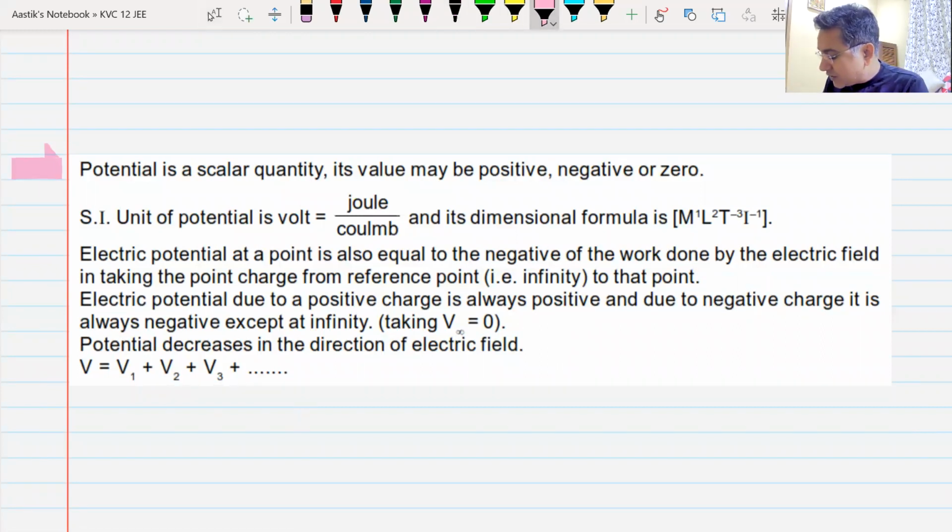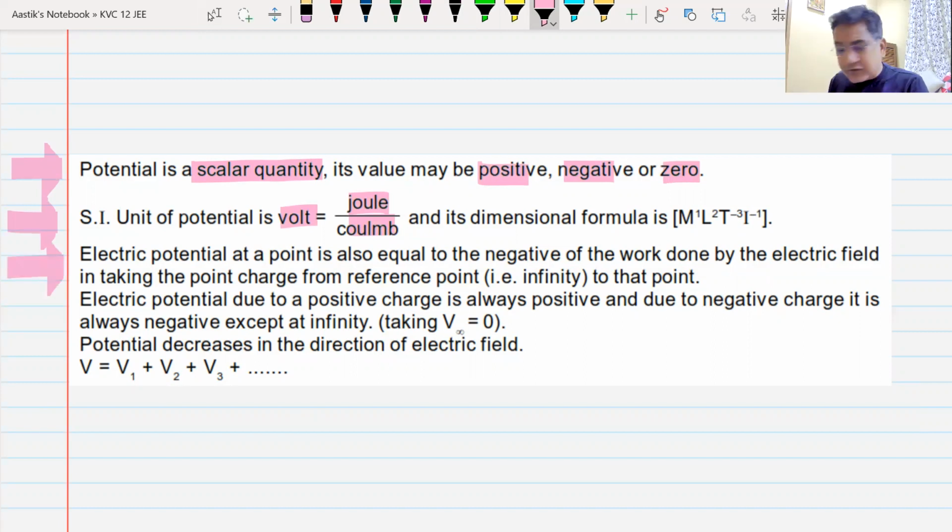Potential is a scalar quantity. Do we know this? Yes or no? Yes, sir. It is a scalar quantity. It may be positive, it may be negative, it may be 0. The SI unit is joule per coulomb. You can also call it volt.